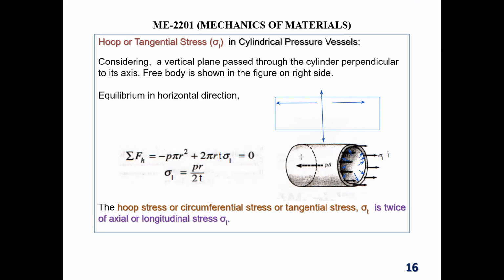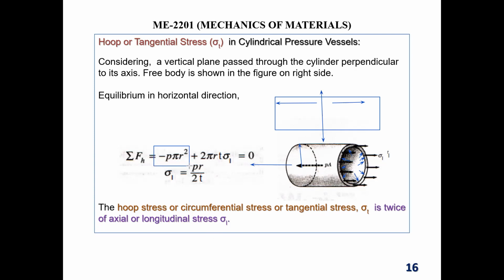But at the cap, if cap area is A, how much is the force working along the left direction? P into A, force into area, right? And what is this area? From here to here, how much is the radius? Radius of the cylinder. So P into pi r square, that much force working along this direction, left direction. So we take the summation of the force along the length of the cylinder. So along the left direction, the working force is P pi r square.